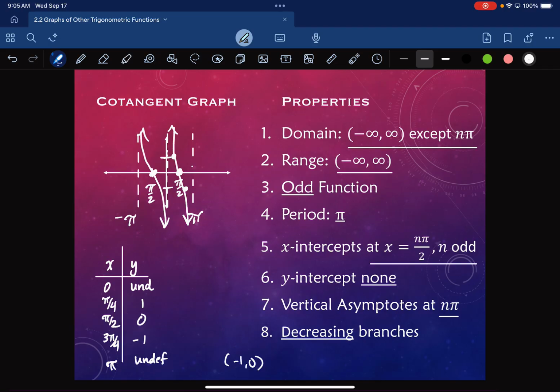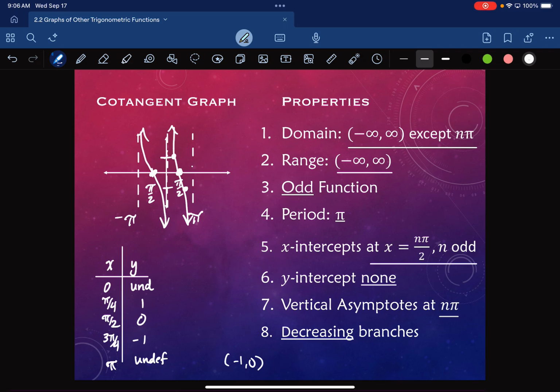So my domain is pretty much all real numbers except these asymptotes, right? So all these asymptotes are happening at whole pi values, not pi over 2, but pi. So 1 pi, 2 pi, 3 pi, 4 pi, and the negatives. So negative 1, negative 2, negative 3, all those pi. My range is negative infinity to positive infinity, goes all the way, the whole gamut of the y values.